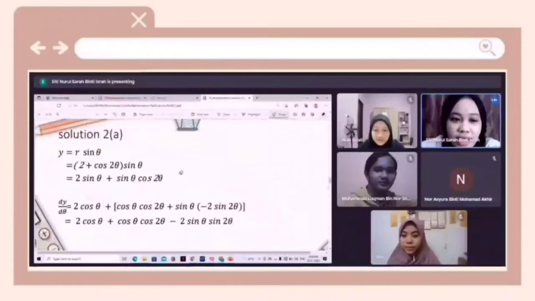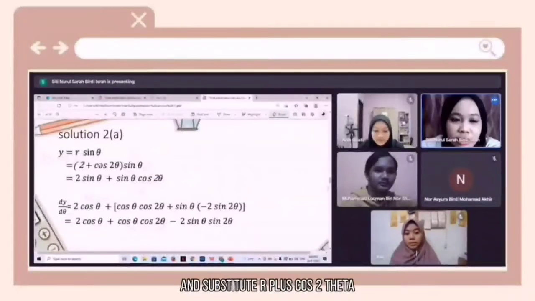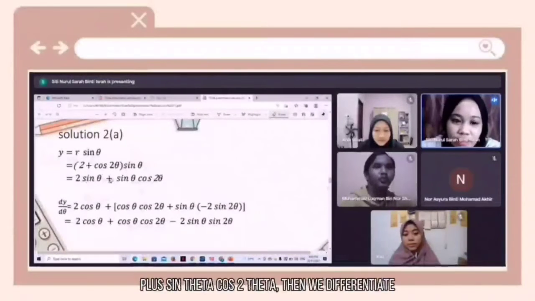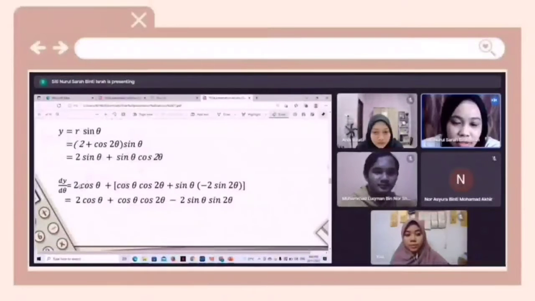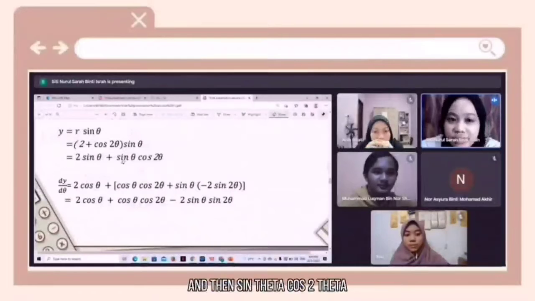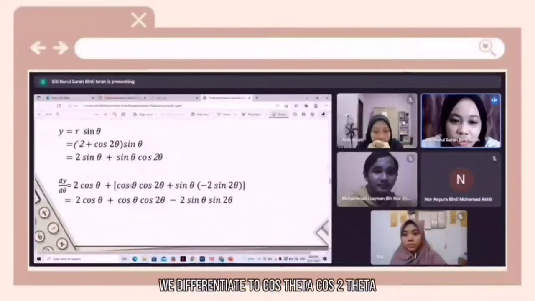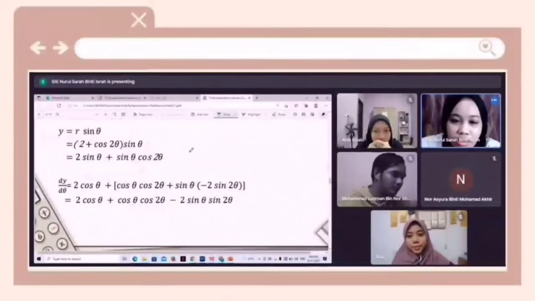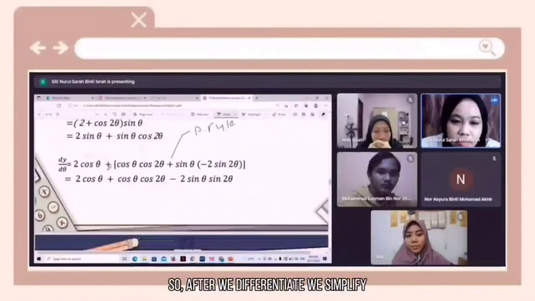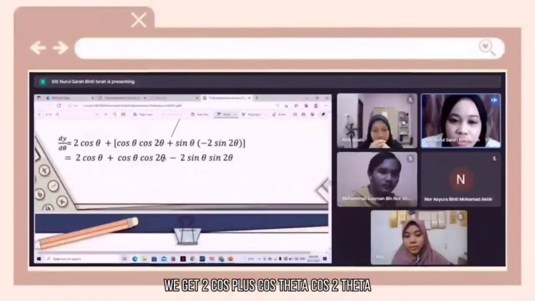For the first, we write y equal to r sin theta, and we substitute r to be 2 plus cos theta, sin theta, and we expand it to 2 sin theta plus sin theta cos theta. Then we differentiate y: differentiate 2 sin theta, and differentiate sin theta cos theta, using the product rule. After we differentiate, we simplify and get 2 cos theta plus cos theta cos 2 theta minus 2 sin theta sin 2 theta.